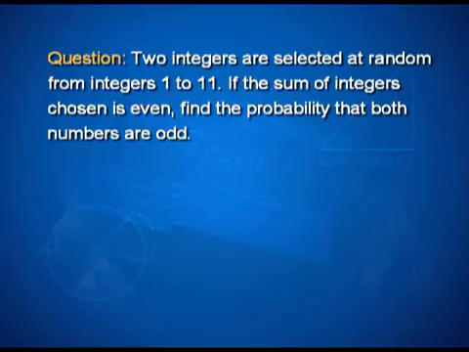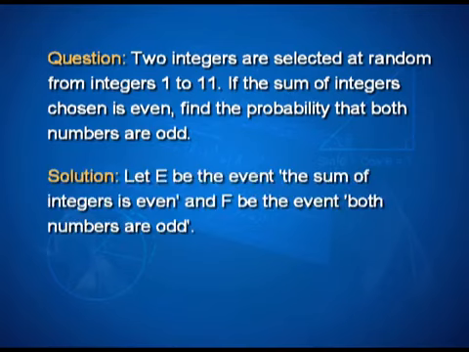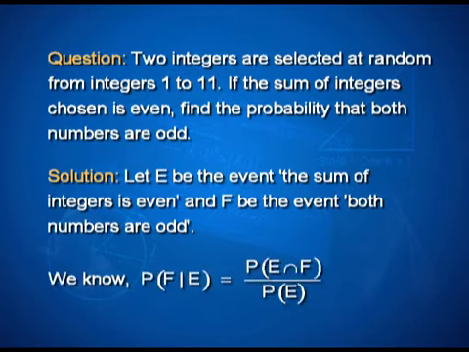The problem states that two integers are selected at random from integers 1 to 11. If the sum of integers chosen is even, find the probability that both numbers are odd. So, let us begin by defining the event E and F. E, the sum of integers is even, F, both numbers are odd. Then, as per the formula, probability of F given that E has occurred is same as probability of E and F divided by probability of E.